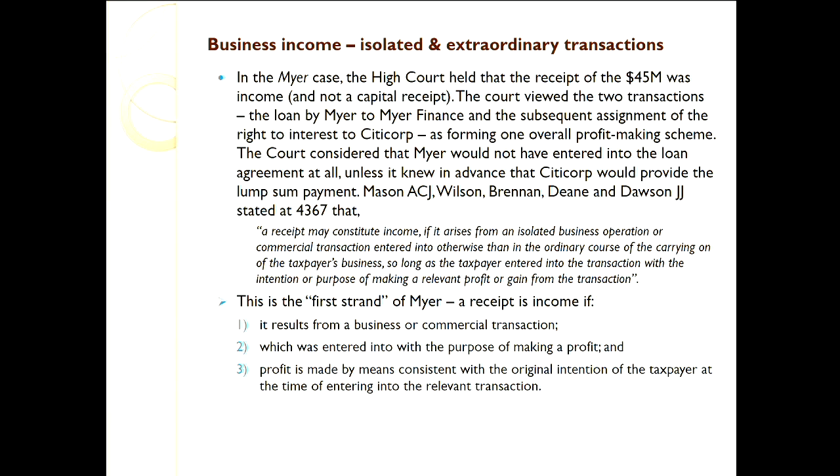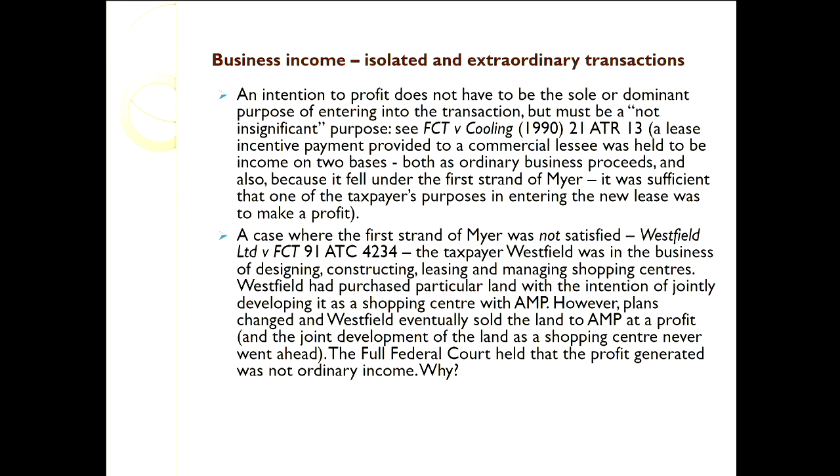I think it's useful to contrast the Westfield case with this, because that's an illustration where things don't go according to plan. So all those 3 elements are satisfied. That's called the first strand of Maya, and it's income. Now, it's useful to go straight to the second bullet point here in the Westfield case.